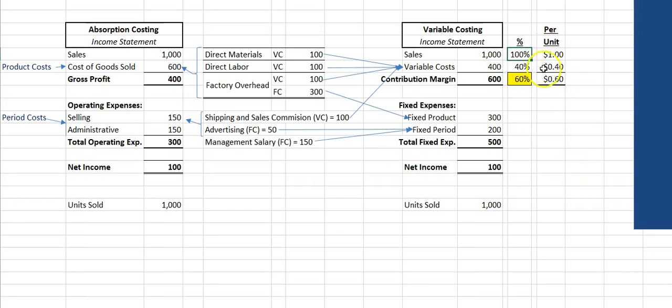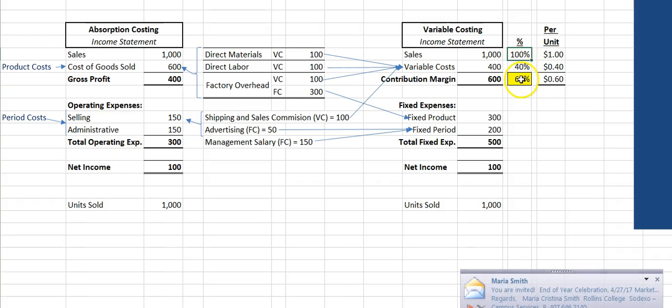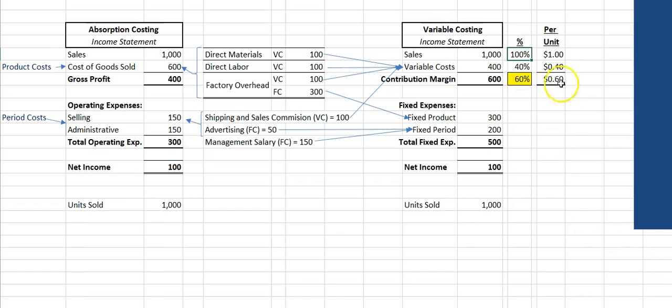Okay, and this data can be used for analytical purposes as well. It could be used for pricing decisions as well. You could also translate this into a per unit basis, and that's also very important for analytical purposes. If I sold 1,000 units and I made $1,000 in sales, then I know that I sold each unit for $1.